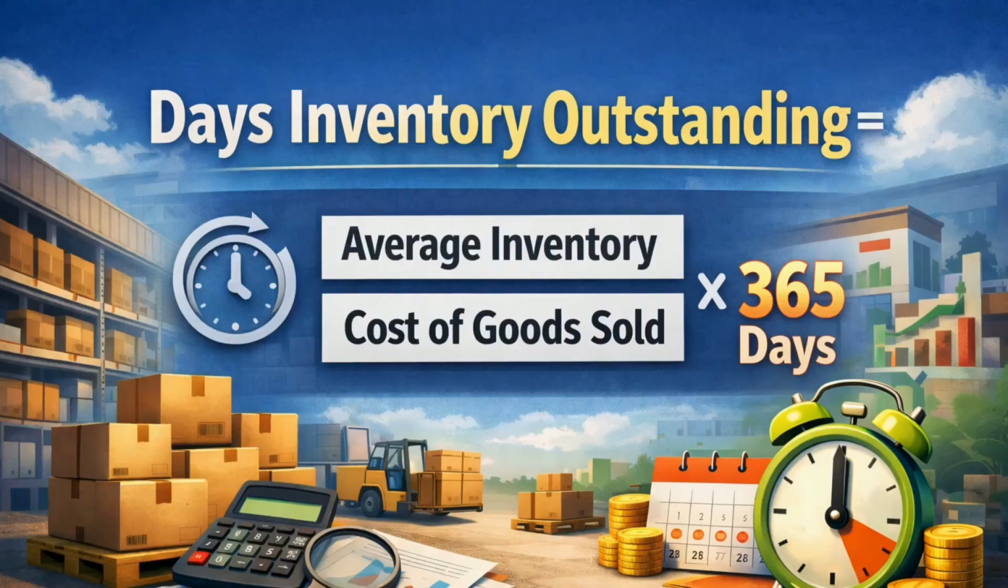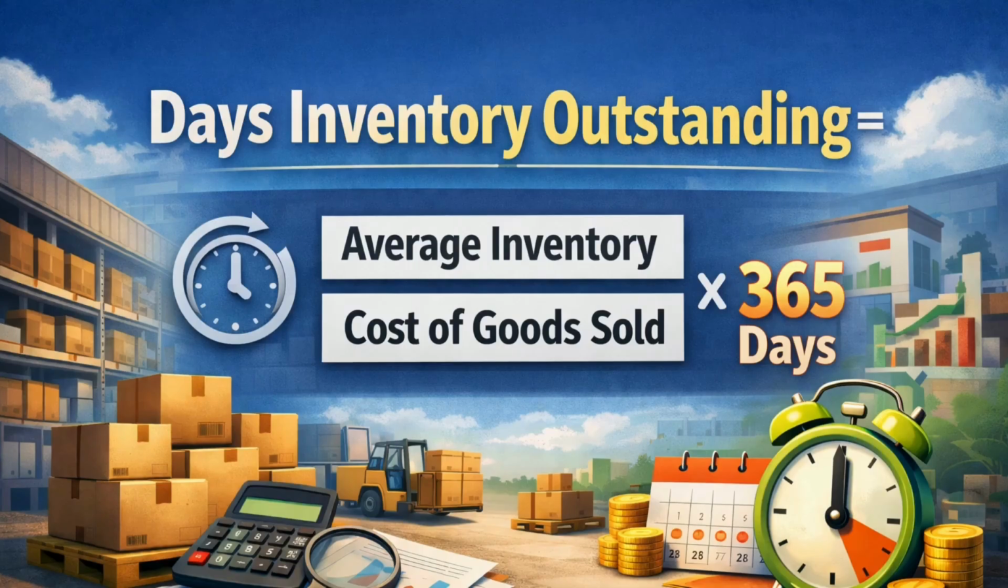The first is the days inventory outstanding. This is the most important to understand as an e-commerce business because you have a lot of inventory. Days inventory outstanding answers a key question: how long does inventory sit before it sells? Now, here's how it's calculated. Average inventory divided by cost of goods sold times the number of days you're measuring. If you're measuring for a year, you're going to do 365. This will get you days inventory outstanding.